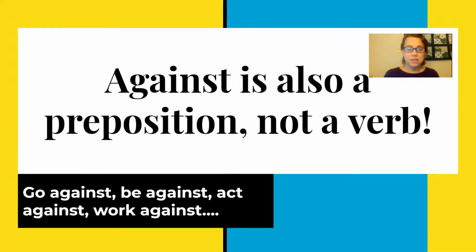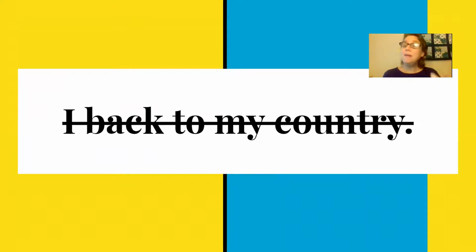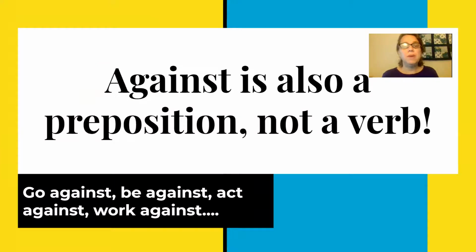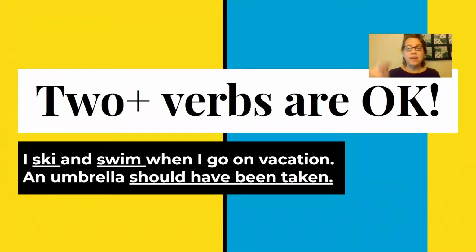Against is also a preposition, not a, let me go back. I go back, I came back, I went back, I will go back. Fine, we need a verb to go with back. Against is also a preposition, not a verb. Go against, be against, act against, work against. Those are verbs. Okay. So it's okay to have two verbs. Number 2, I ski and swim when I go on vacation, right? Skiing, it's like snowboarding, skiing on the snow. An umbrella should have been taken, that's 4 verbs, that's okay.